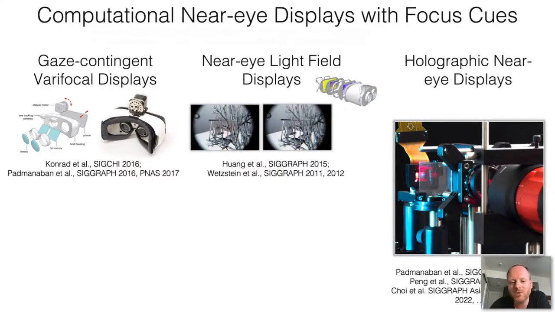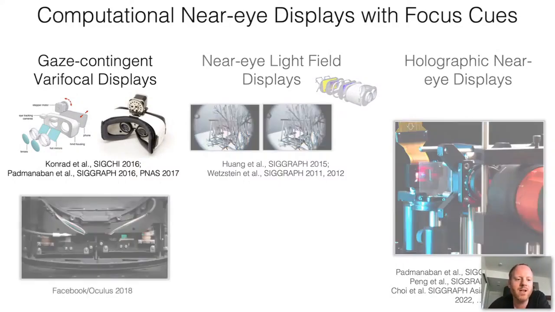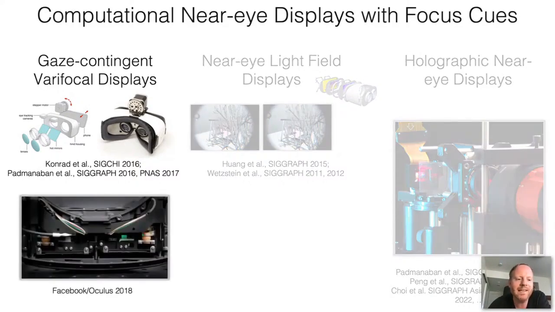There are many different technologies that could be used to address this challenge. Probably the simplest one are gaze contingent varifocal displays. So if you know what distance the user looks at, you could try to adjust the focal plane of the display to exactly the fixation distance, or the gaze depth.